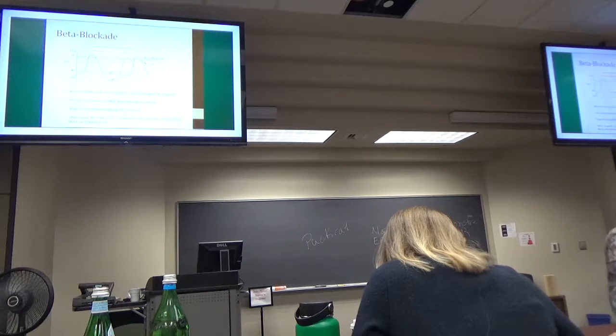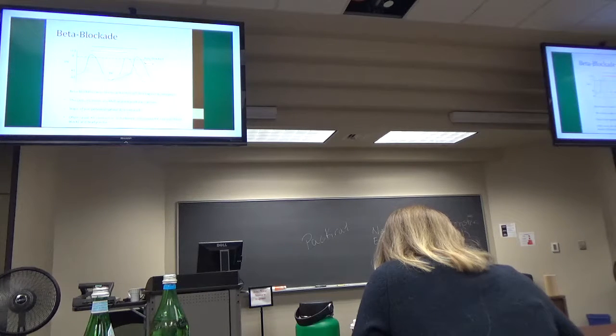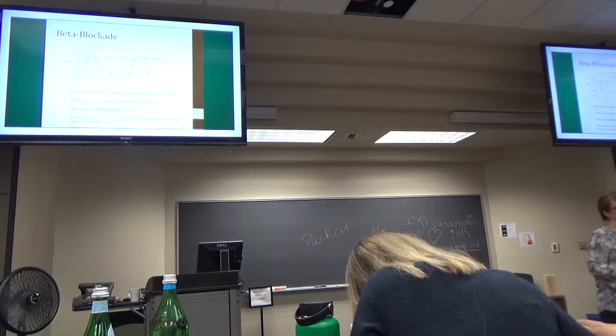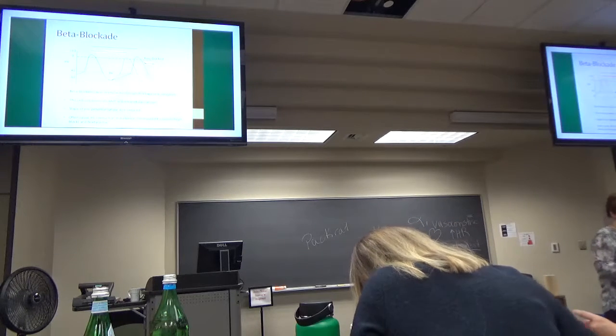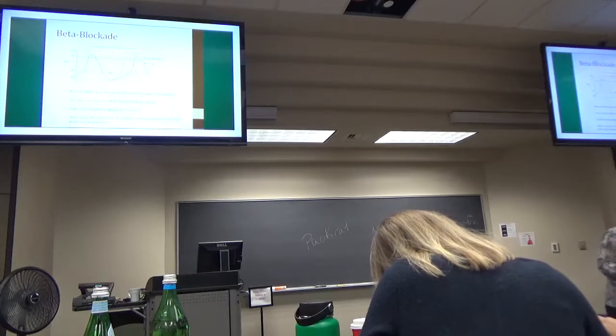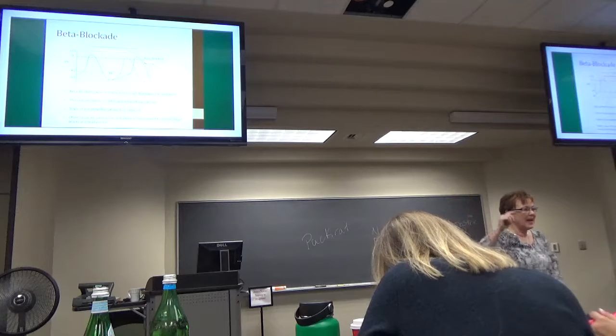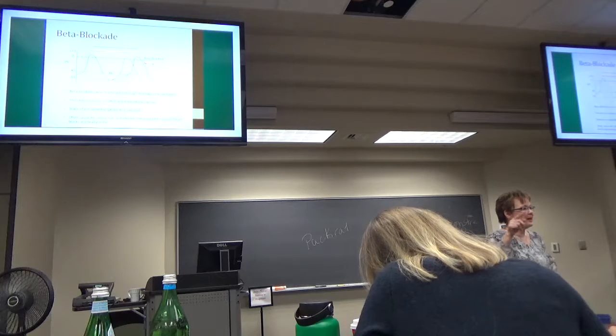Intrinsic sympathetic activity. So we don't use these very often. One of them to remember is acebutolol. Pindolol also. So it'll say beta blocker with ISA, intrinsic sympathetic activity.